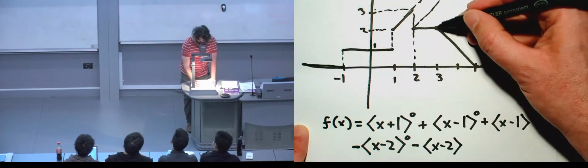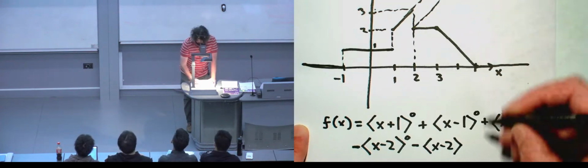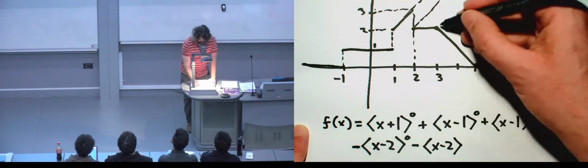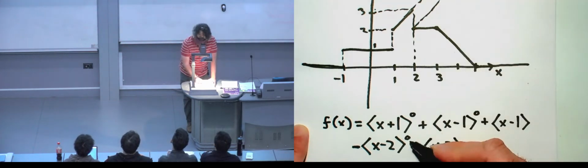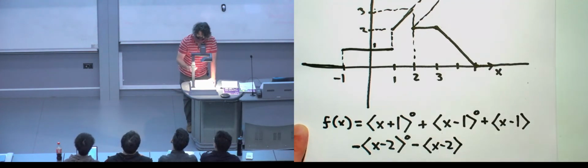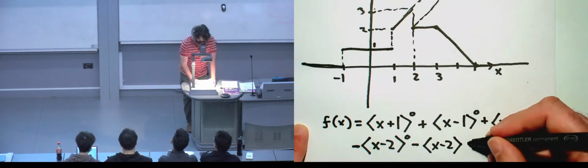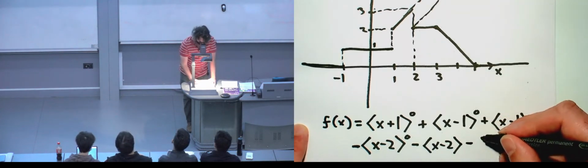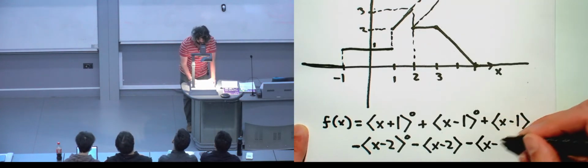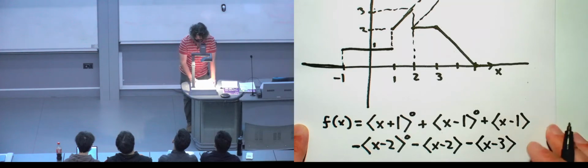Okay, and then we have another change at x equal 3. And there's no jump here, so we don't need a Macaulay bracket with the exponent 0, the step function. We just need to change the slope to negative 1. So we subtract Macaulay bracket x minus 3.